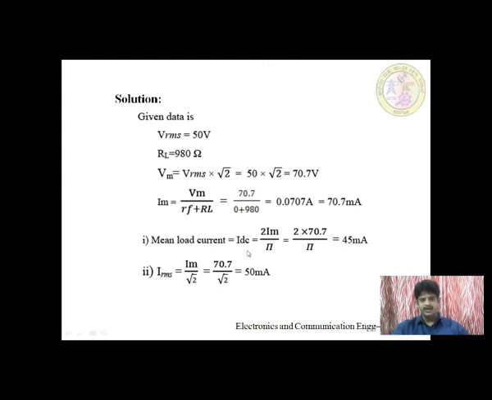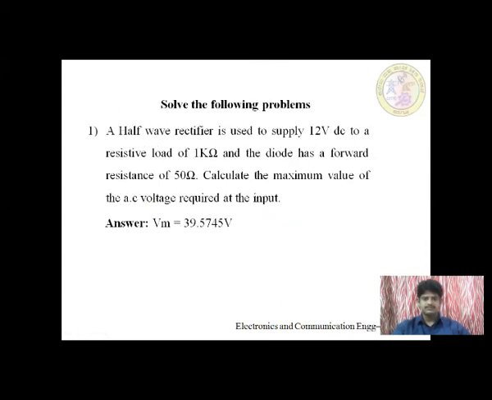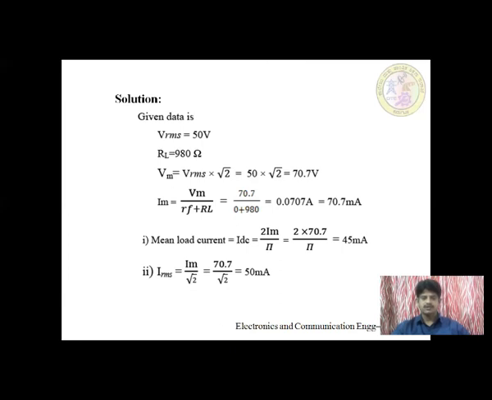Next, mean load current, that's IDC. IDC is equal to 2 Im divided by pi. Im value is 70.7, so 2 into 70.7 divided by pi. The output will be 45 milliamps. Next, IRMS. IRMS is equal to Im by root 2. Im value is 70.7 divided by root 2. When you calculate, you will get 50 milliamps. So this is the solution for the fifth question.